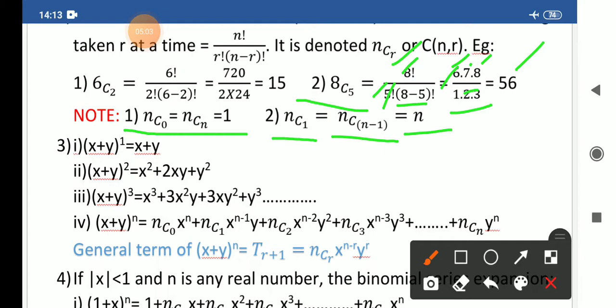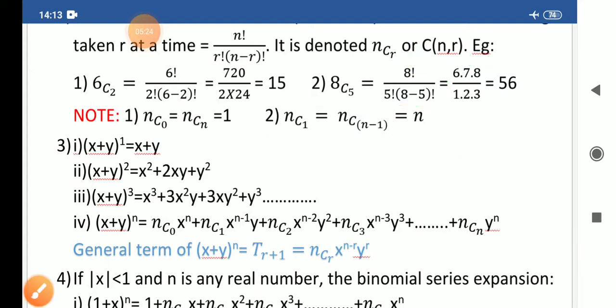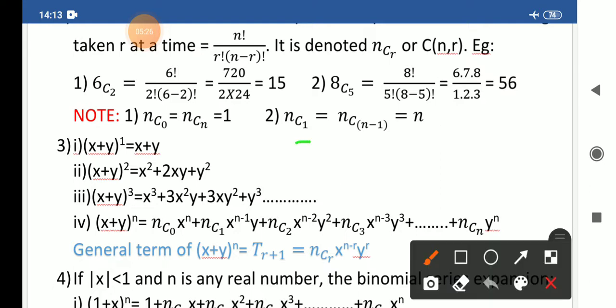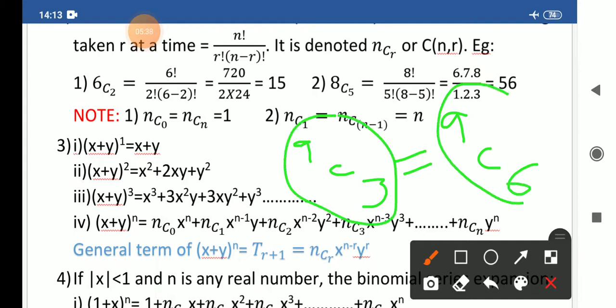By using this, there is a result: nCr is equal to nC(n minus r). That means 5C2 is equal to 5C, what is 5 minus 2? 3. So 5C2 is nothing but 5C3. Similarly, suppose 9C3 is equal to 9C, 9 minus 3, what is it? 6. So the values of 9C3 and 9C6 are equal.